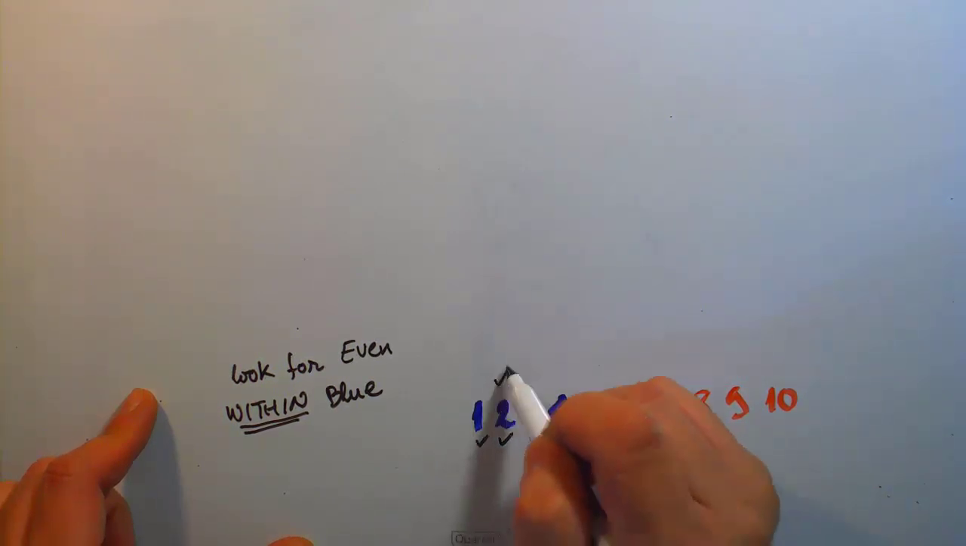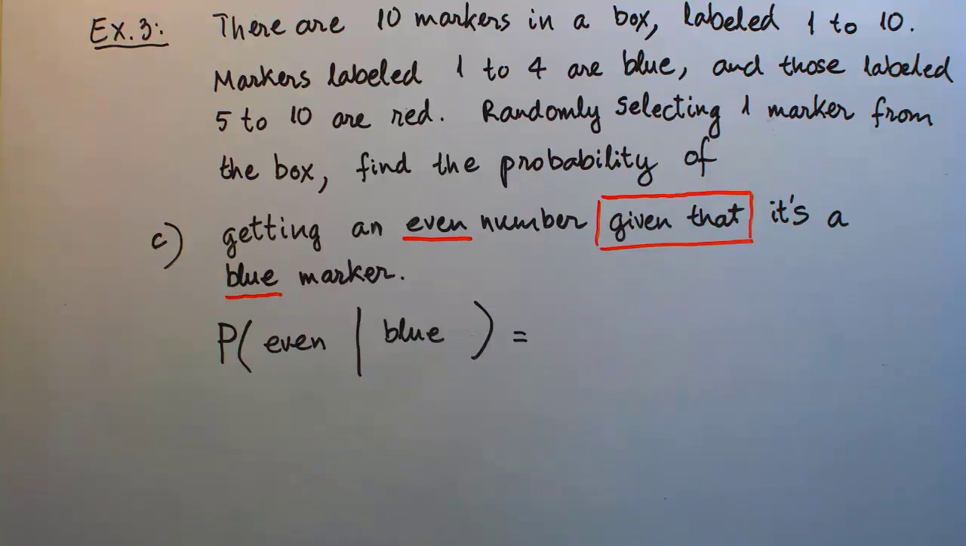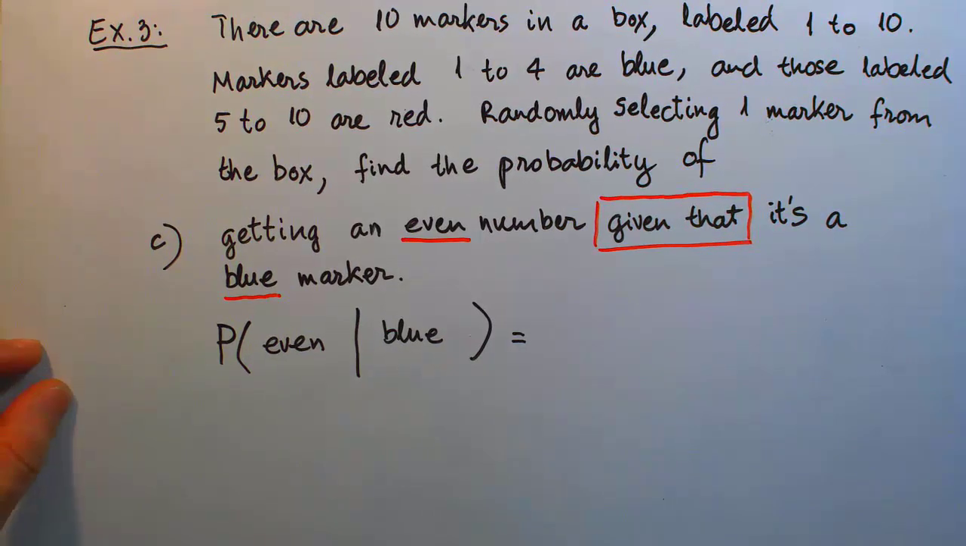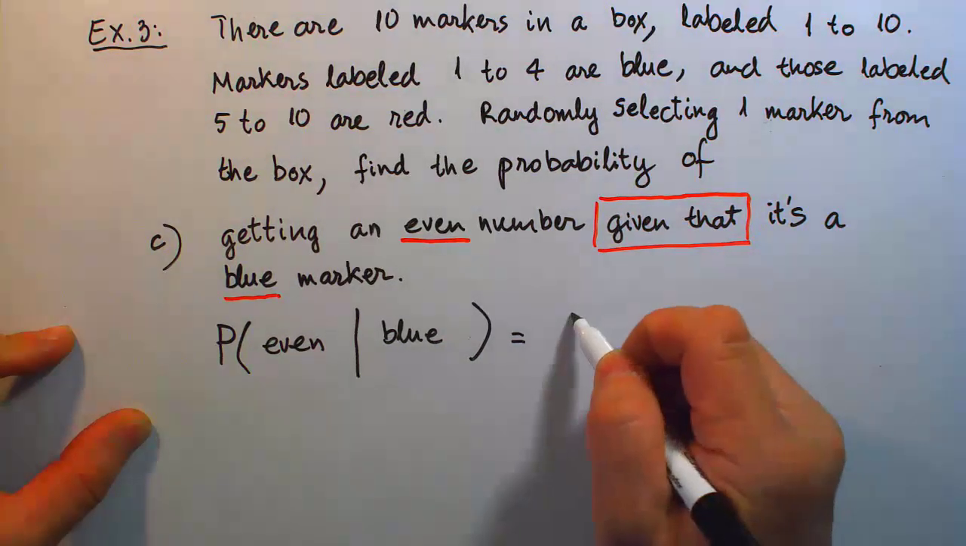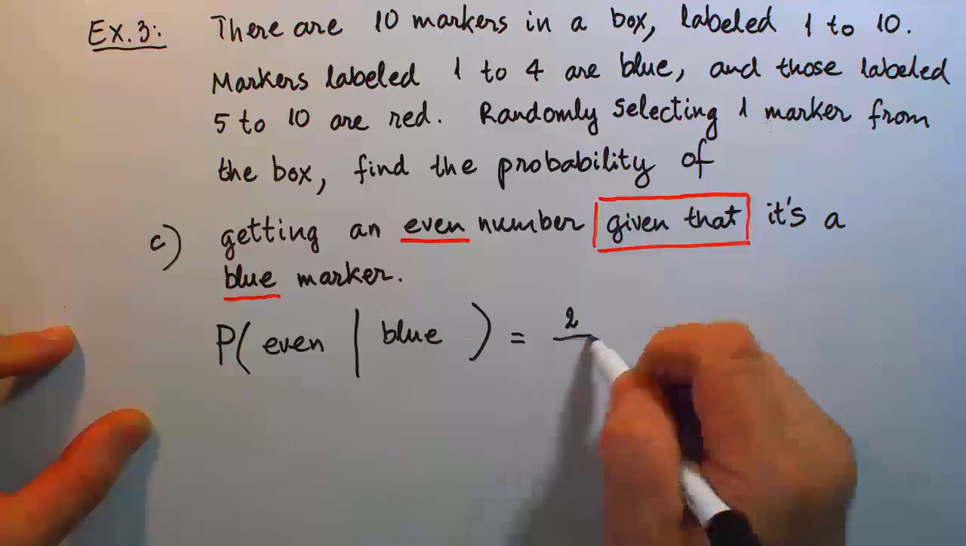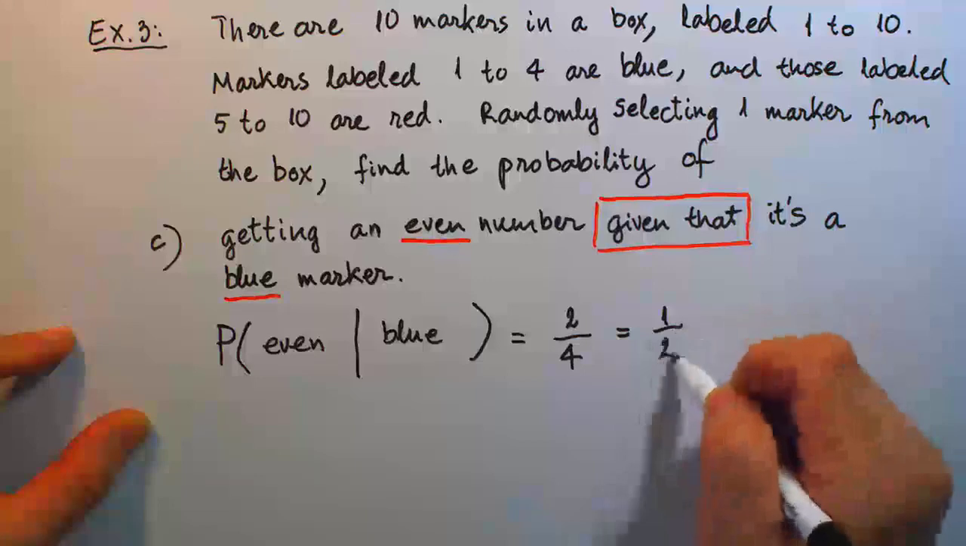All right, so after all that explanation, let's give our answer. After looking through the sample space and doing the proper counting, the answer turns out to be only 2 out of 4, which reduces down to 1/2. And so that is our final answer.